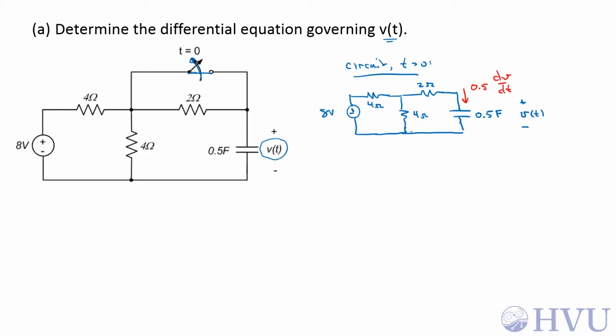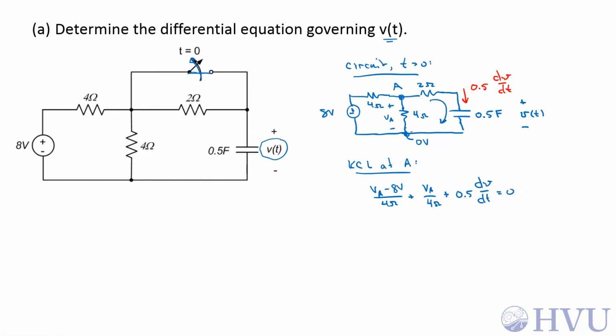Now we're ready to start applying KVL, KCL, and Ohm's law. So let's start by doing KCL here at node A. If I call this voltage V sub A and use this as my reference 0 volts, I'll get (VA minus 8 volts) over 4 ohms plus VA over 4 ohms plus the current through the 2 ohm resistor, which is the same as the current through the capacitor, 0.5 dV by dt. That sums up to 0.